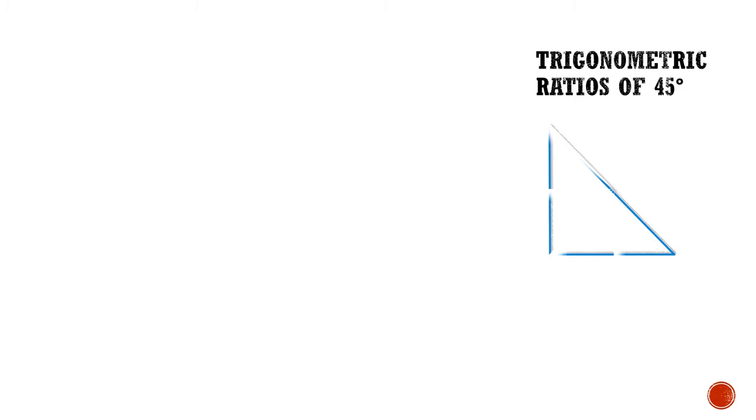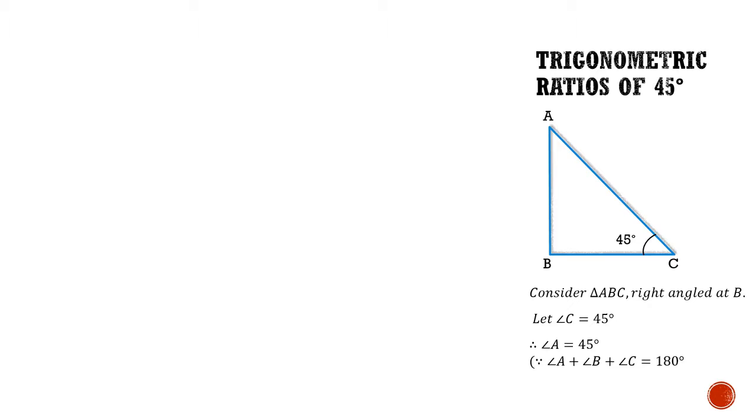So let us frame one triangle. Let us name it ABC, with B at the right angle, and we will assume that our angle C is equal to 45 degrees in this case. And of course, if C is 45, A will also be equal to 45 because the sum of all the angles of a triangle is equal to 180. If you calculate, you will get the value of A as 45 degrees.